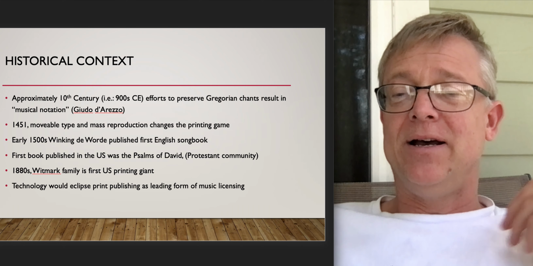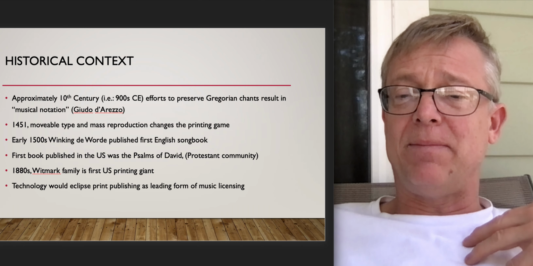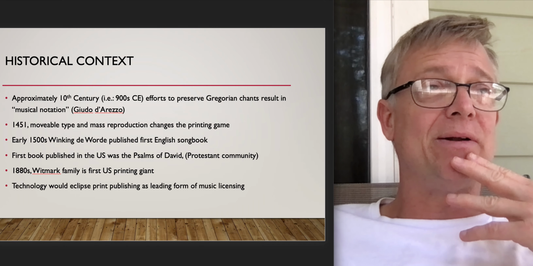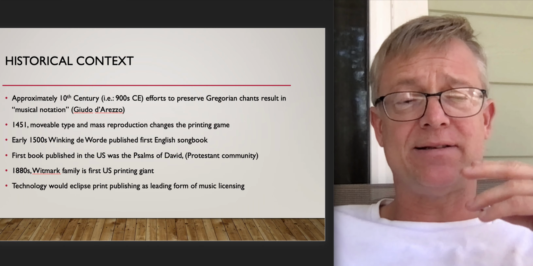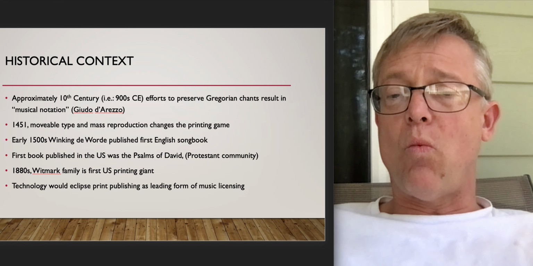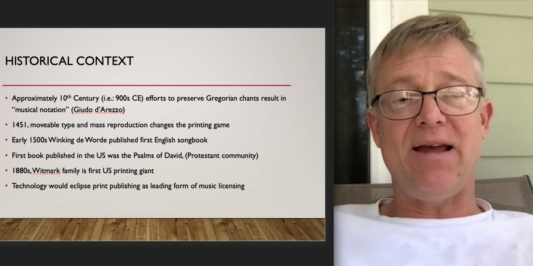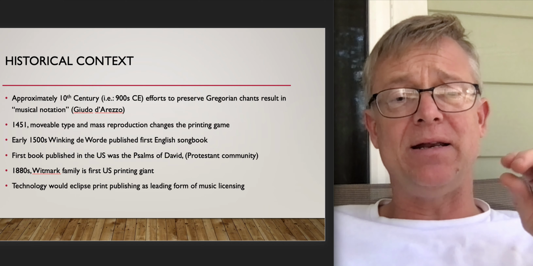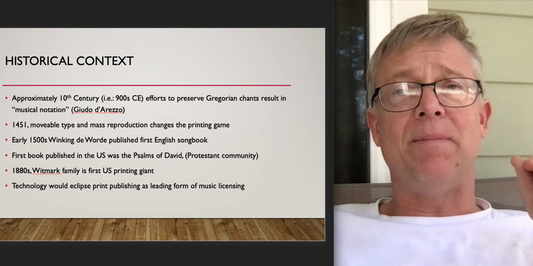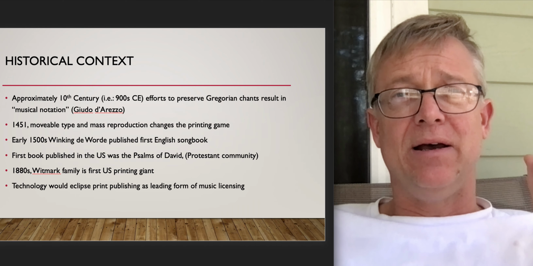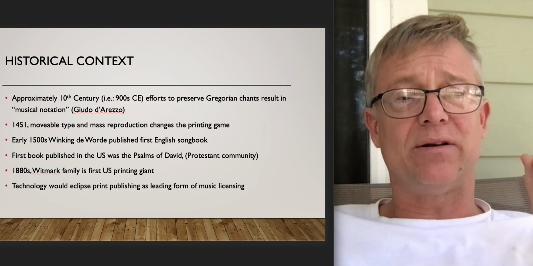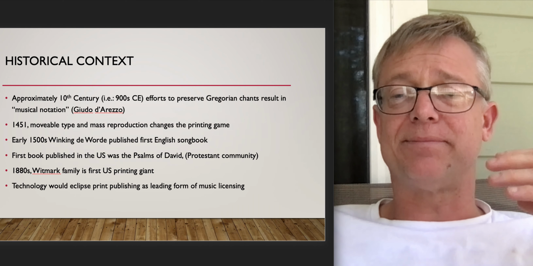Gotta love history. So the first book published in the United States, and now we're talking about the late 18th century, so the 1700s, was the Psalms of David. Now that may have been done, I don't have a year on that, but that may have been done prior to, in the 1600s, before the U.S. Revolution and American independence.